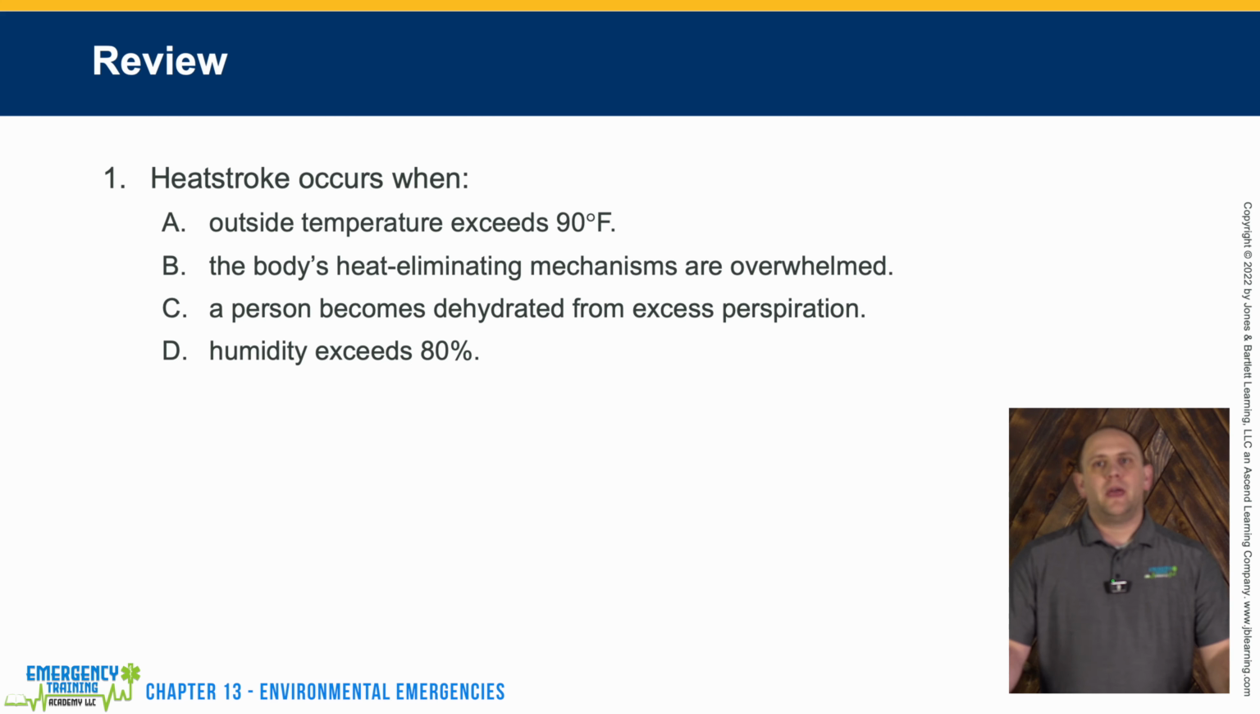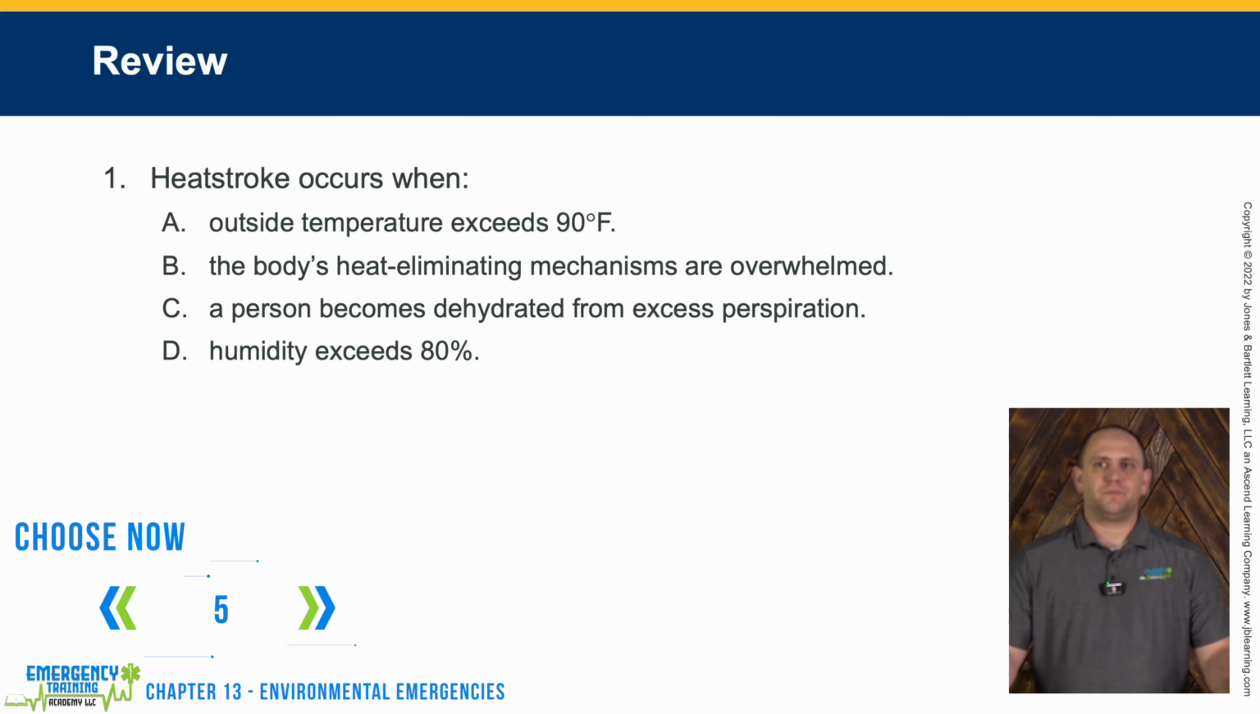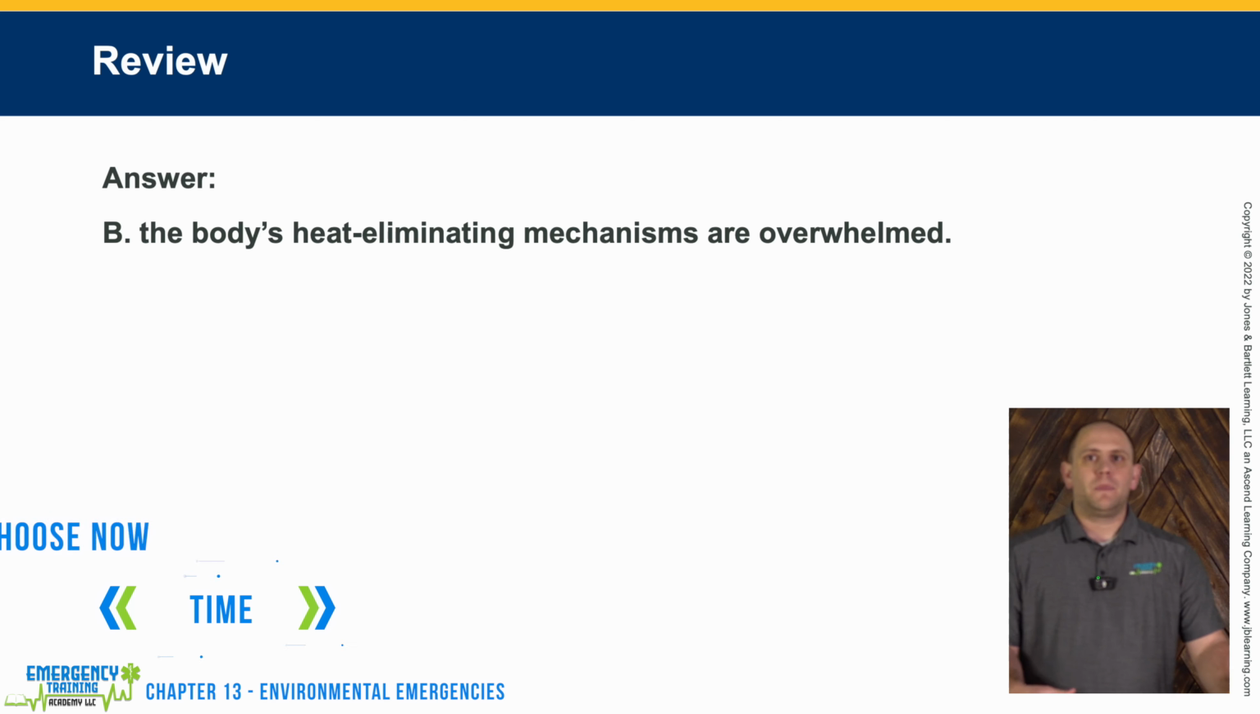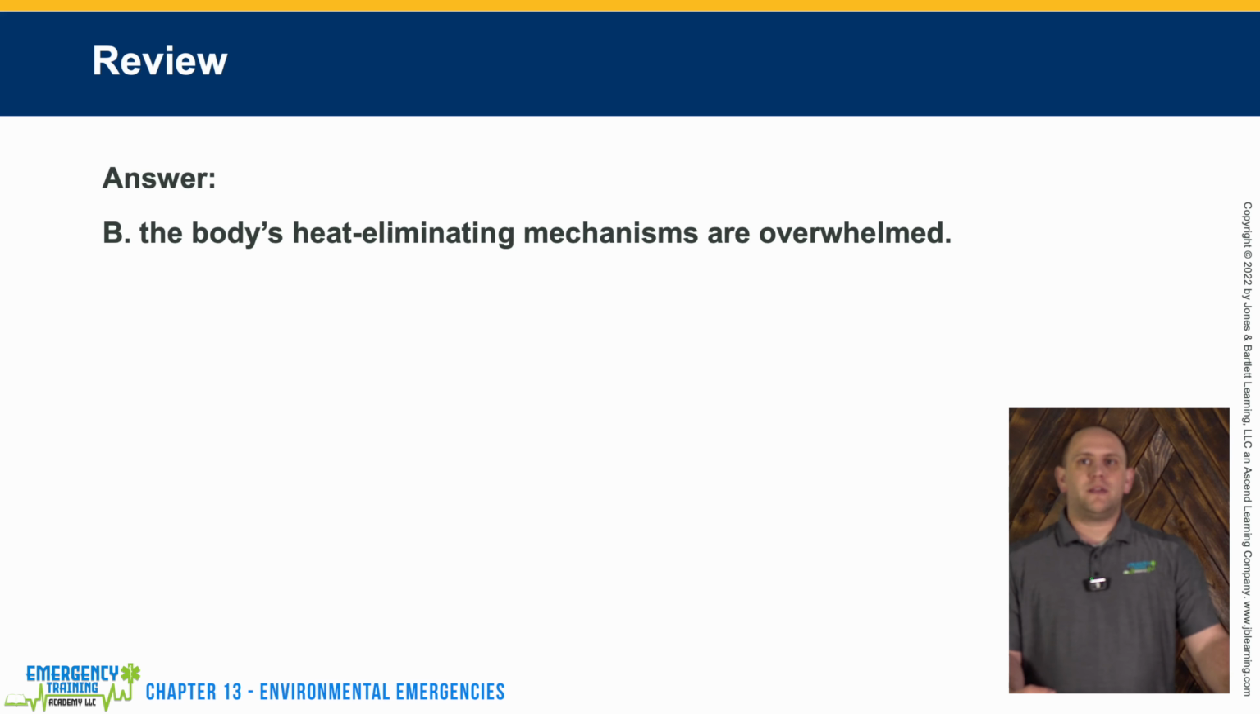The first question: heat stroke occurs when outside temperature exceeds 90 degrees Fahrenheit, the body's heat eliminating mechanisms are overwhelmed, a person becomes dehydrated from excessive perspiration, or humidity exceeds 80%. And the answer for this one is B. The body's heat eliminating mechanisms become overwhelmed.